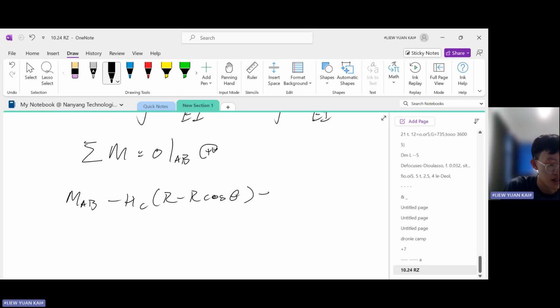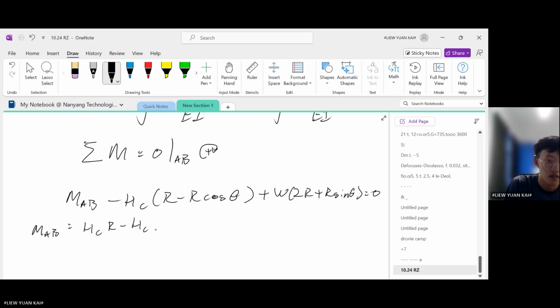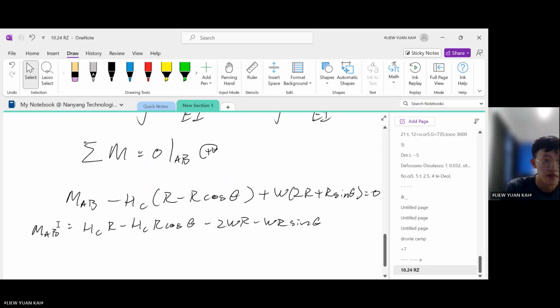So it'll be positive W times (2r plus r sine theta) equals 0. Okay, so we make MA the subject because we will substitute this into our integral later. Okay, I also expanded the term.